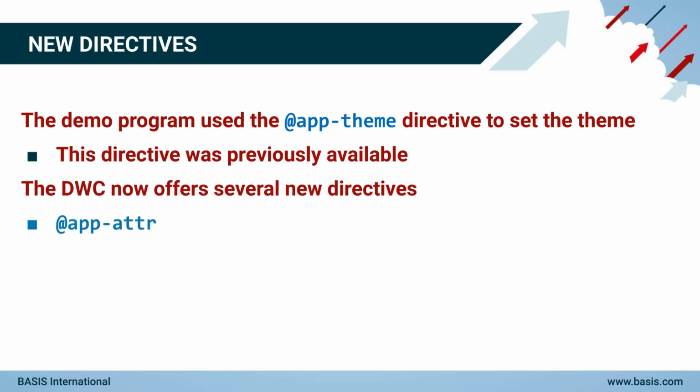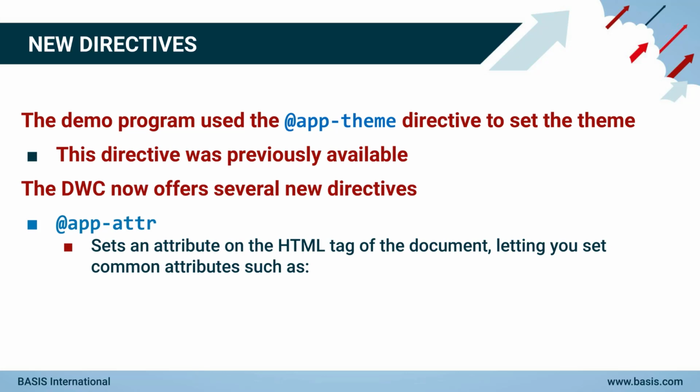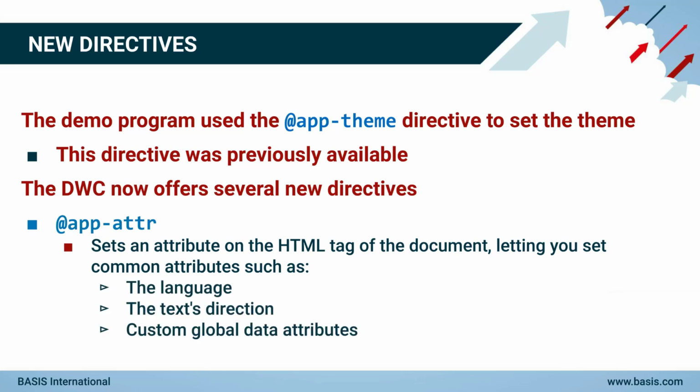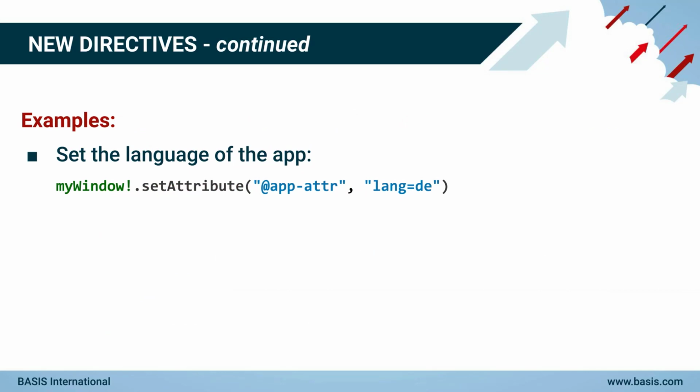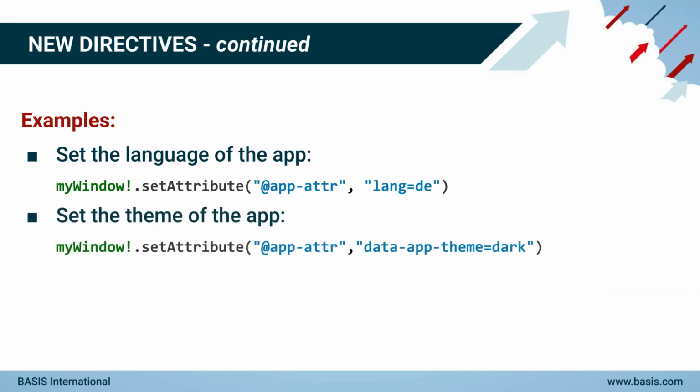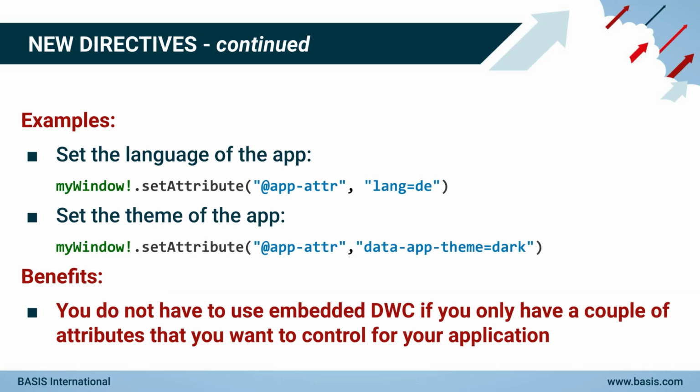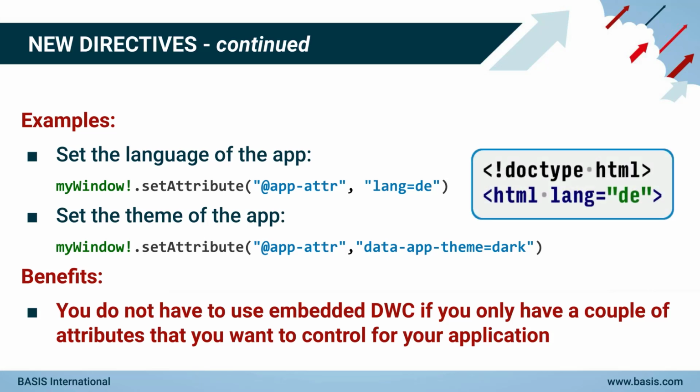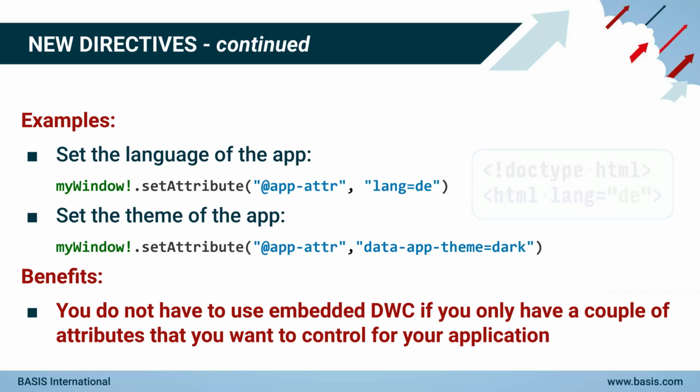The @appAttribute directive sets an attribute on the document's HTML tag, and we can use it to set the app's language, text direction, and custom global data attributes. Looking at some examples, we can use this directive to set the app's language, or to configure the app to use the dark theme. It's worthwhile to note that since we need a BBJ top-level window available to use with the directive, setting the language in this manner may occur later on in the process than desired. If that's the case, we could always switch to using embedded DWC to set the language in the actual HTML wrapper, which we'll see a little bit later in the presentation.